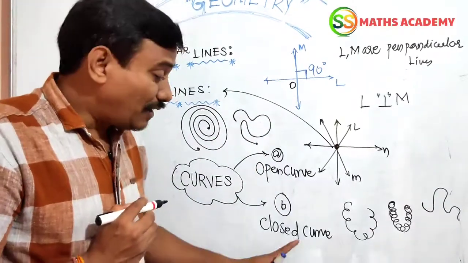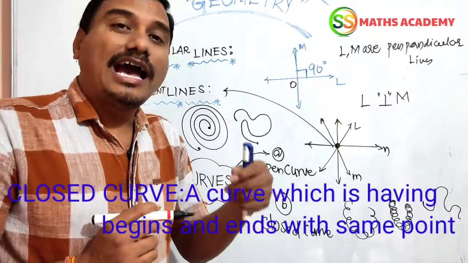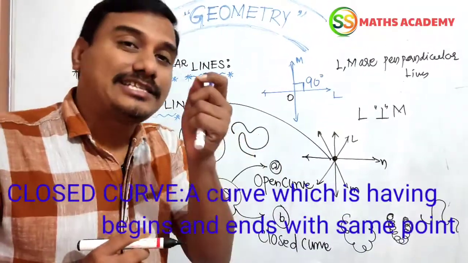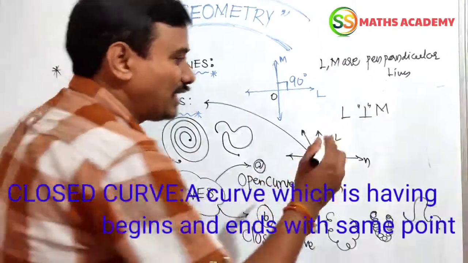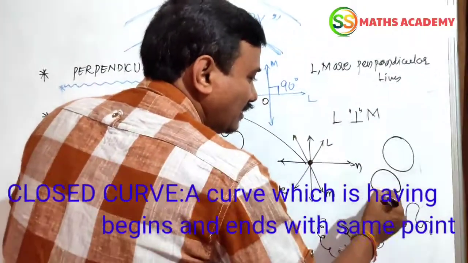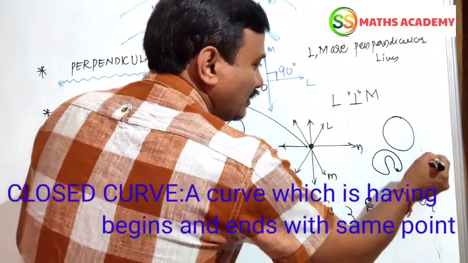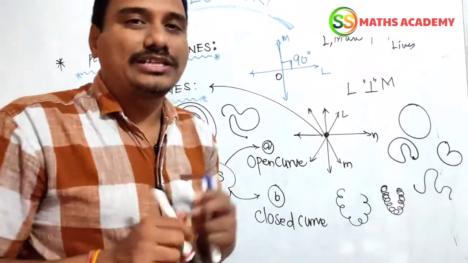Open curve. What about a closed curve? A curve whose beginning and ending have a common point is called a closed curve. Example: it starts and then ends at the same point. These are the examples of closed curve.